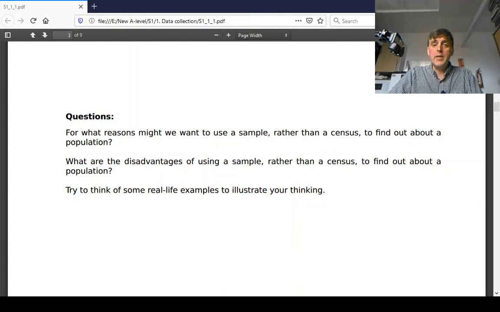So what I'd like you to do now is have a think about why we might want to use a sample rather than the census to find out about a population, and maybe what the downside is, what the disadvantages are of using a sample rather than the census to find out about a population. I'd like you to pause the video in a second and think about that, and spend a bit of time thinking about this. Try and think of as many things as you can and write down as many things as you can, and if it helps, try and think of some real life examples to illustrate what you're thinking here.